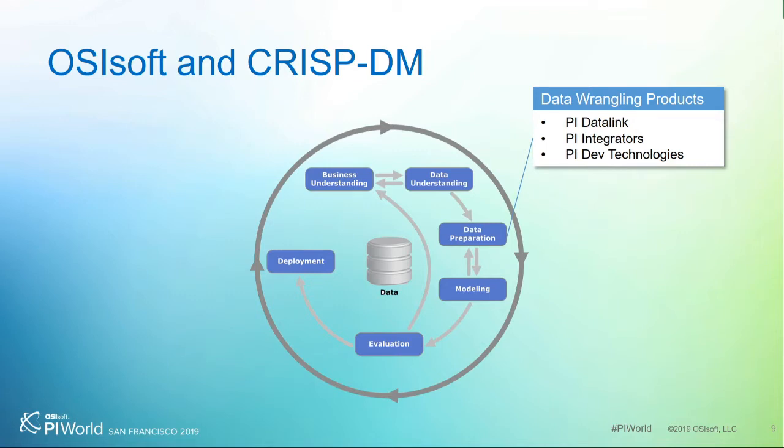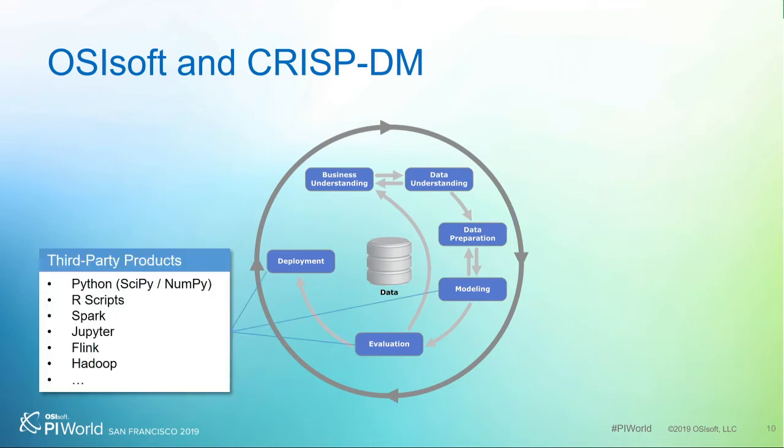The data preparation part, you can still use PI. You can use Data Link. You can use integrators to do it. But also, you can use your own code. You can use AF SDK. You can use PI Web API or PySQL. And those are the parts that we are good at.